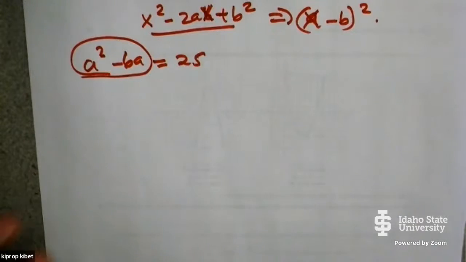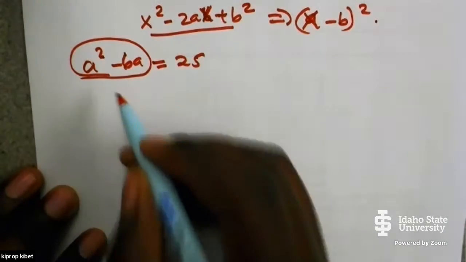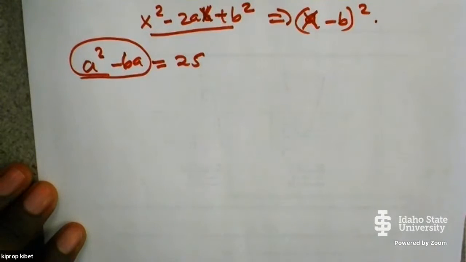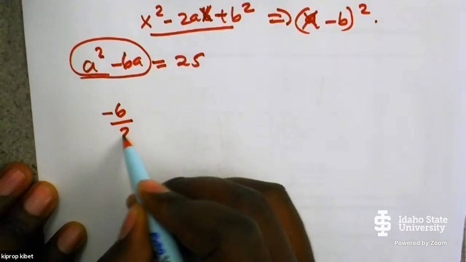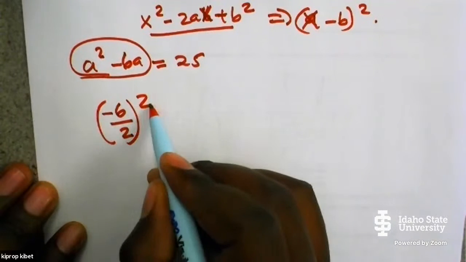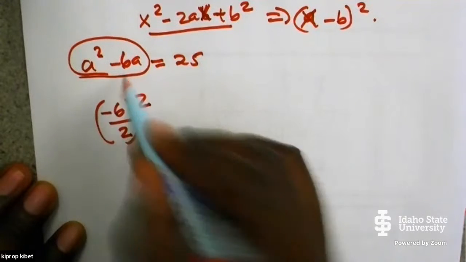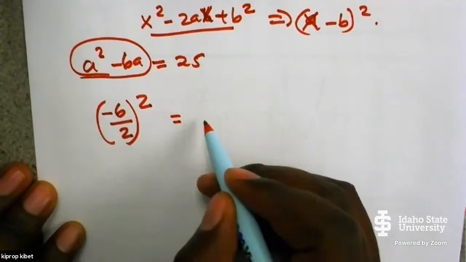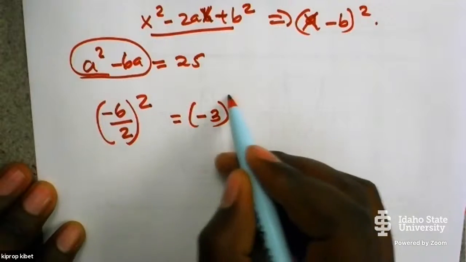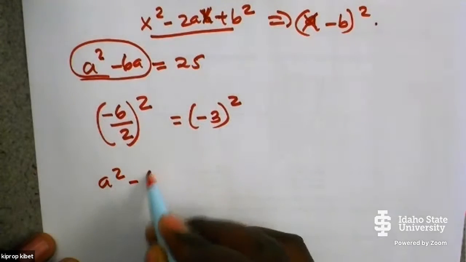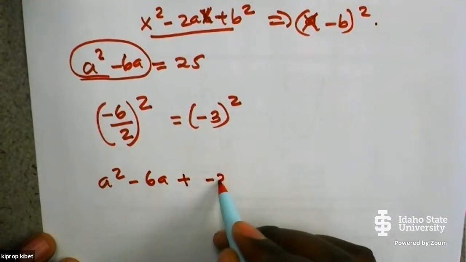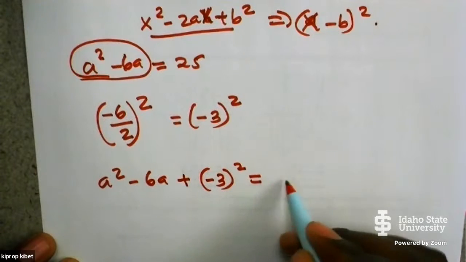Let's come down here. What is the coefficient of a? Minus 6. You take half of it and square it. So we get a squared minus 6a plus minus 3 squared. So we add: a squared minus 6a plus minus 3 squared equals 25.